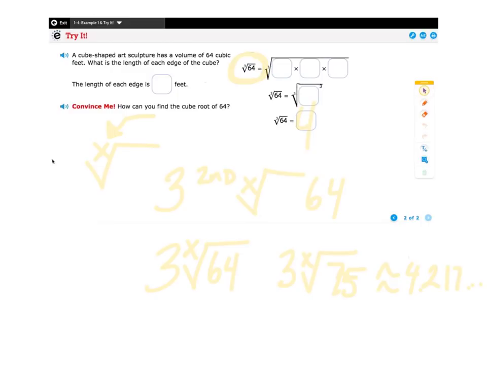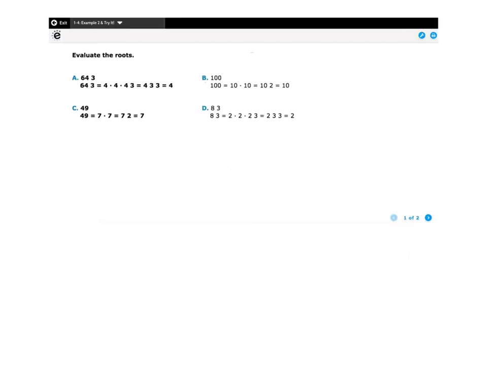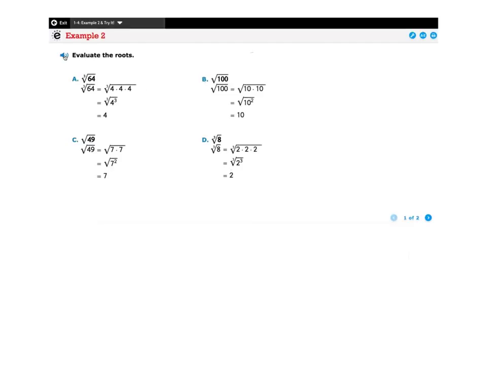Okay, so that's how we can use our calculators to help us with perfect cubes, just like we've done with perfect squares. Okay, on to example 2. Again, example 2, very straightforward. Evaluate the roots. So again, we're just figuring out here, is 64, 49, 100, 8, are they cube roots?